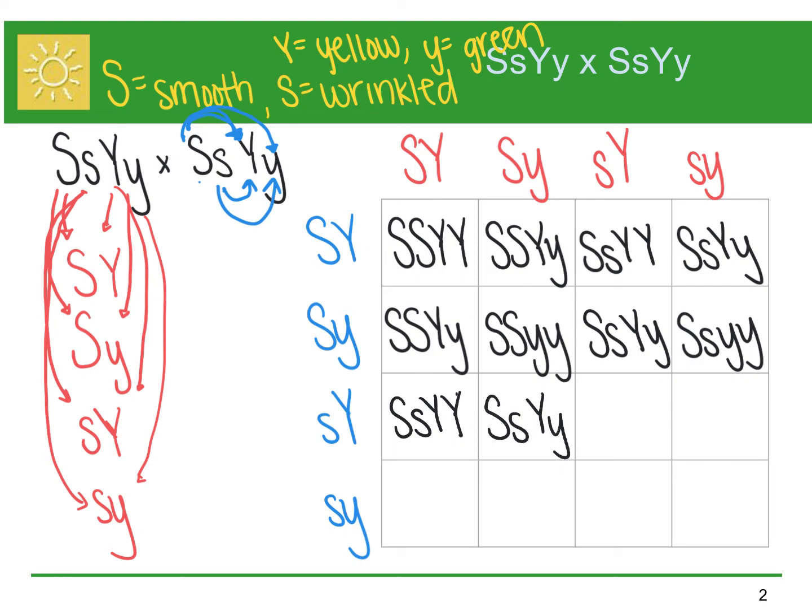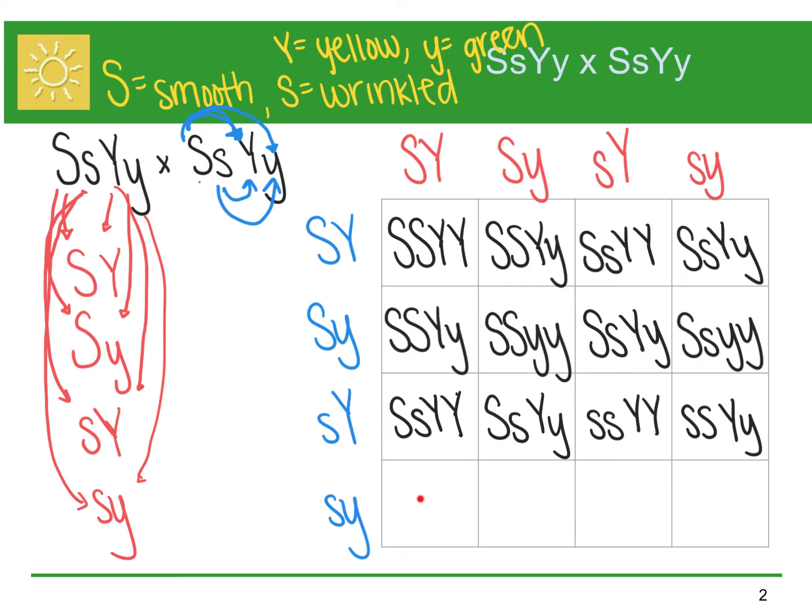Okay, next box, what should we write? Lowercase s, lowercase s, and both uppercase Y. Perfect, thank you. What about that next one? What should we write? Lowercase s, uppercase Y, lowercase y. Good. All right, any questions so far?